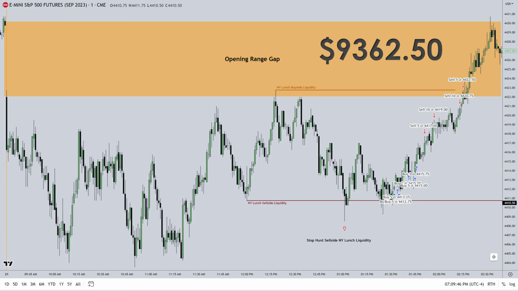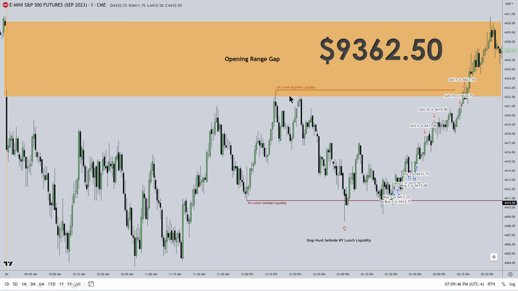Remember, before we transitioned into this slide here, we traded into the previous session AM lows. So we were really in a deep discount. And that opening range gap has not been traded into from the open. It opened and ran away from it quickly. It never came up to it until here.